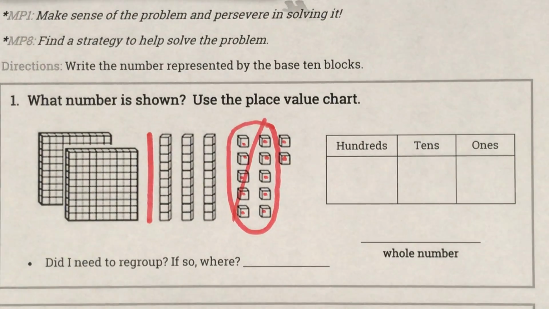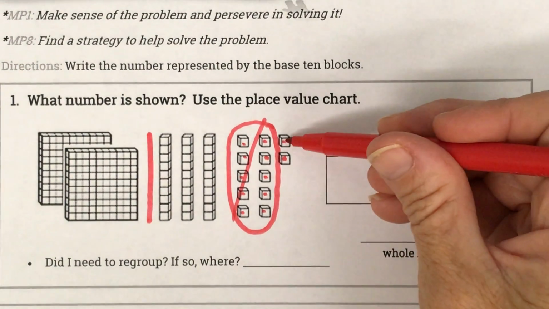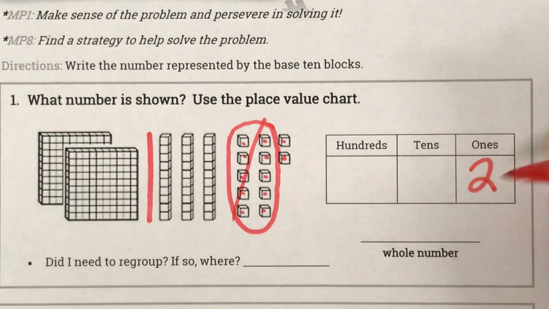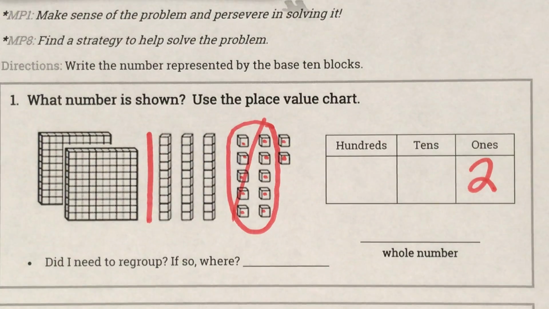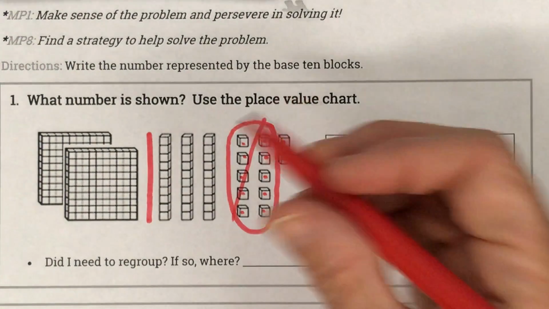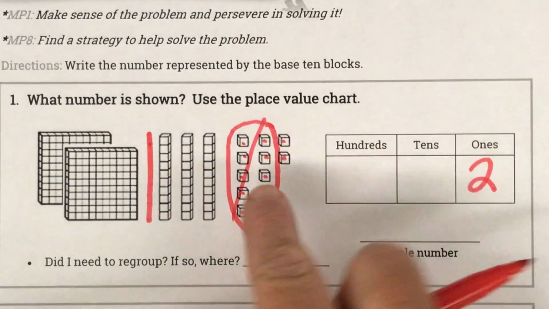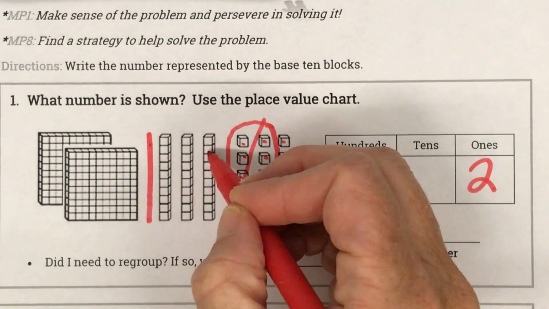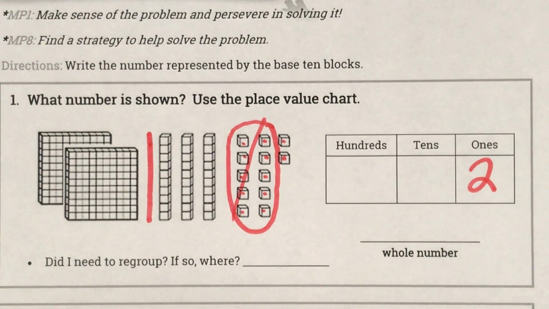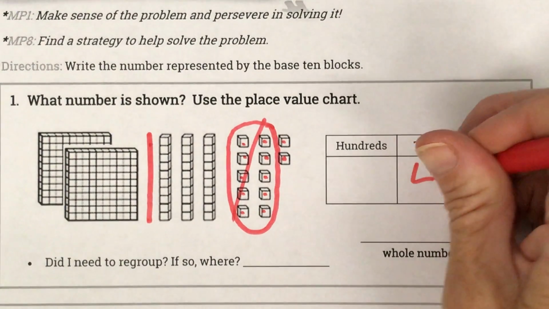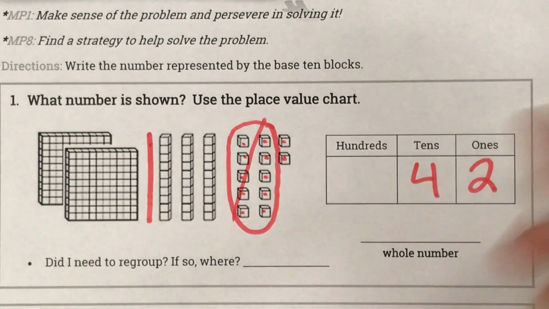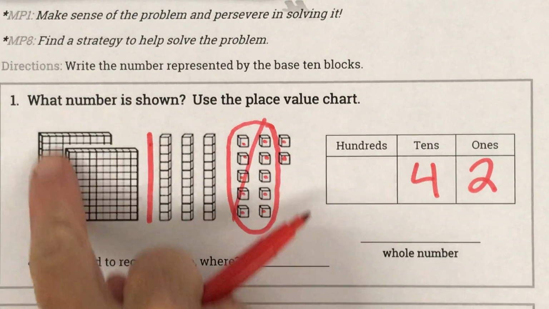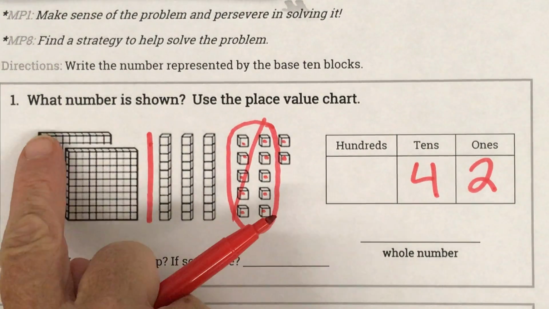So how many ones do I actually have left? I only have 1, 2 that are ones. Now let's look at my 10 rods. I have 1 that I brought over here, 2, 3, 4. Do I have enough to bundle them or regroup them? No. So I have 4 tens. And then how many hundred blocks or squares do I have? I have 1, 2.